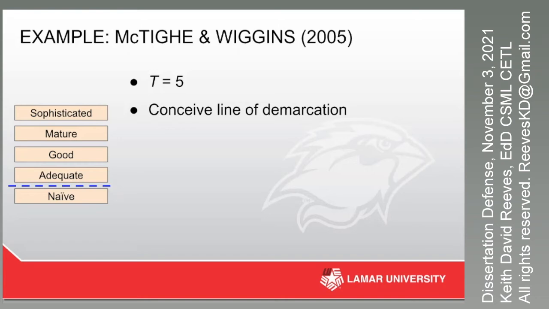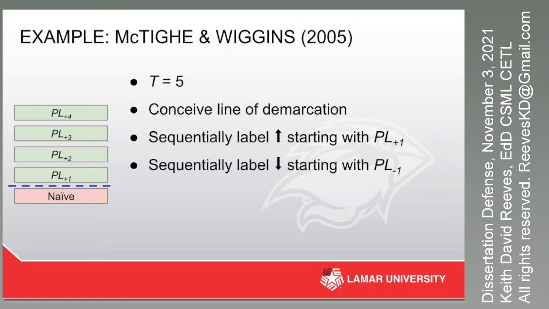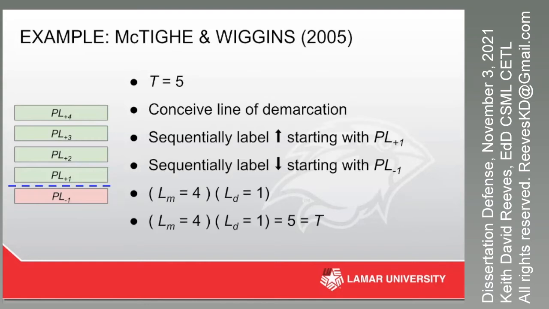Adequate is good enough. Now, if you examine McTighe-Wiggins' model in practice, that reinforces this determination. It's not just arbitrary. If you read McTighe-Wiggins, that is what they intended in their model proposal, which is that manual classification method. This allows us to label the PL levels now. Above the line of demarcation, starting with PL plus 1, all the way up to PL plus 4, and below the line all the way down to PL negative 1. This yields LM equals 4, LD equals 1. 4 plus 1 equals 5, which is the T value, confirming the formula is correct.